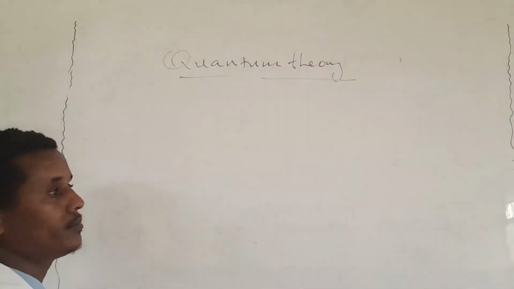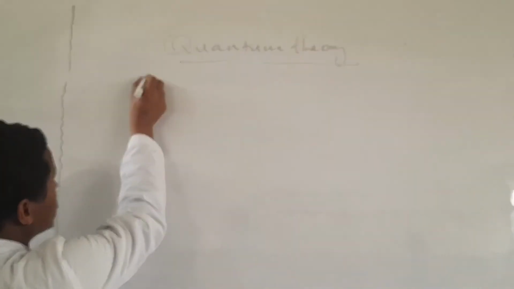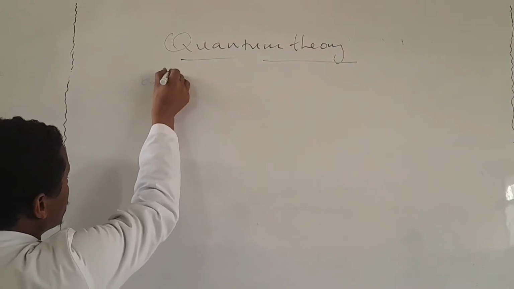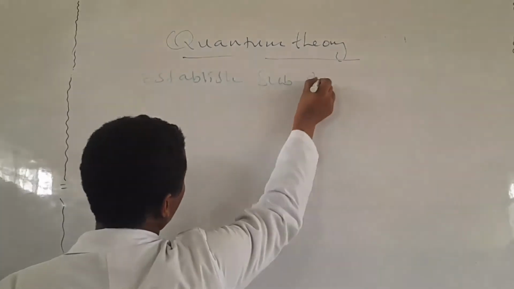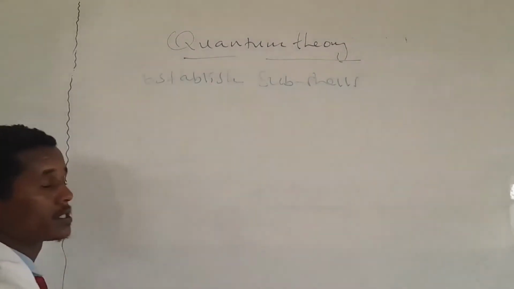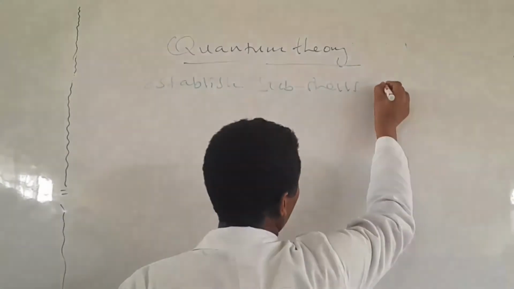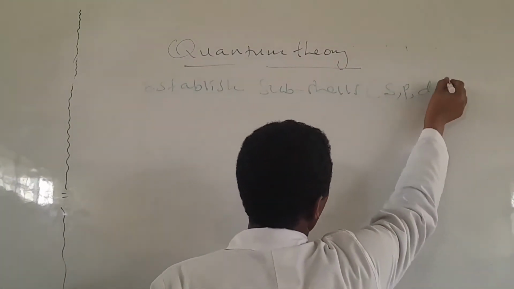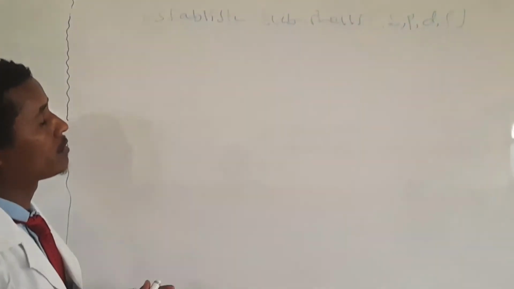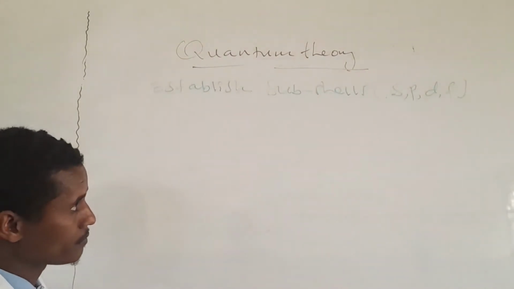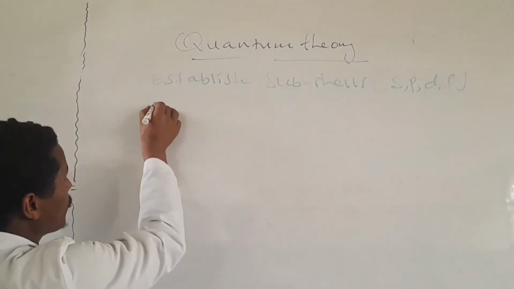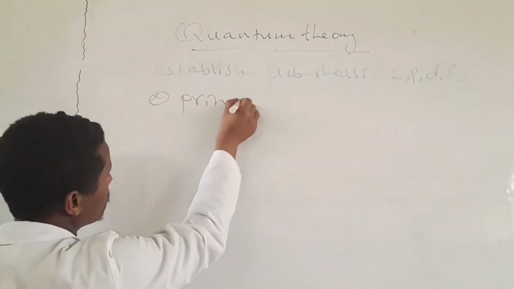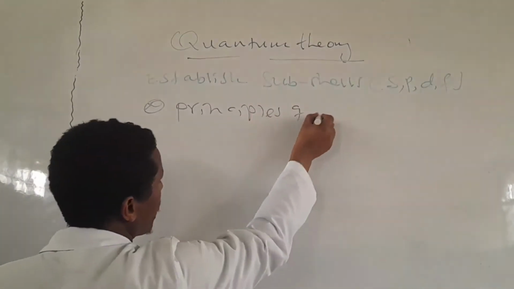Quantum theory established subshells. What are subshells? Subshells are the s, p, d, f subshells. But Bohr did not design this type of electron configuration or spdf arrangement. Before that, let us see the principles of electron configuration.